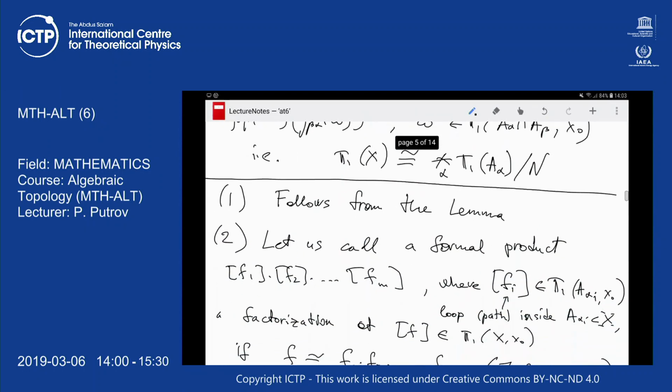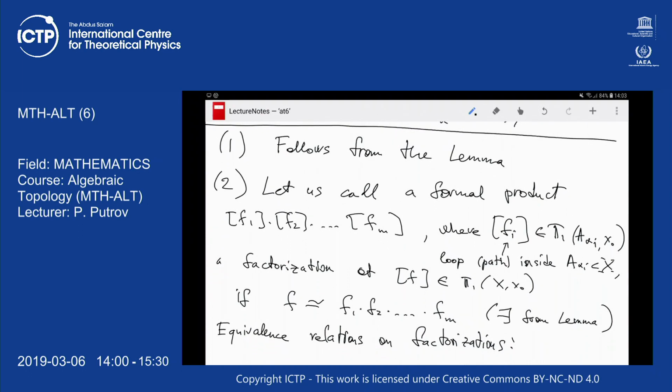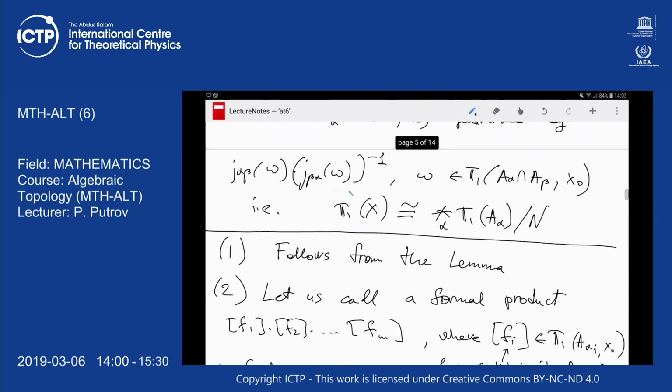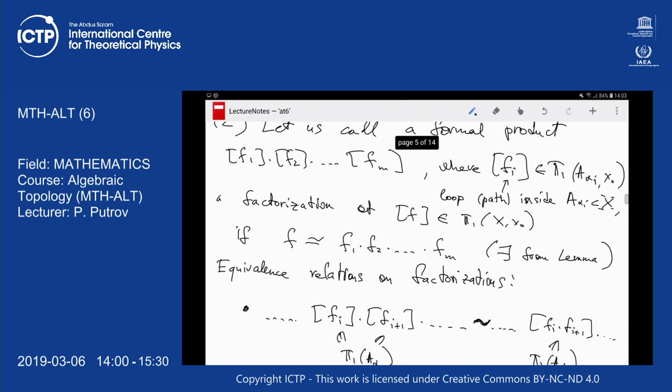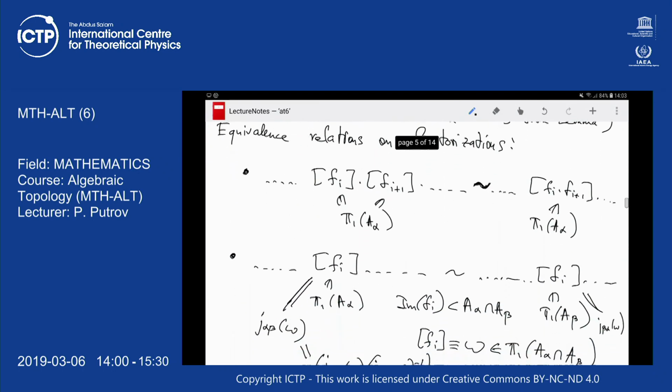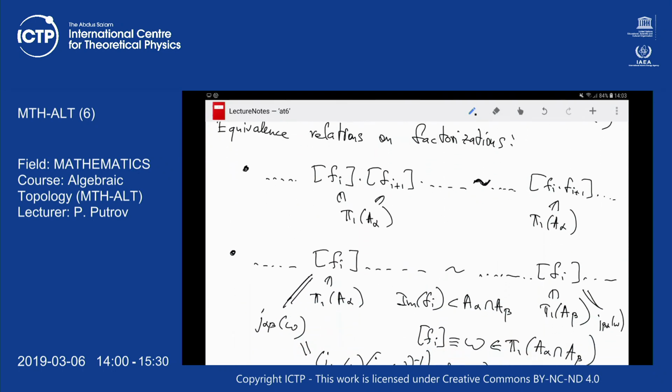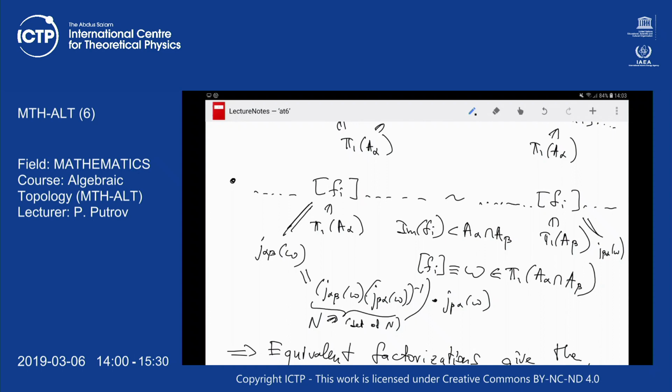So what was the proof essentially? We want to show this last statement. If you have a so-called factorization of an element f in pi 1 of X, by factorization we mean a presentation as a product of elements so that each of them is in pi 1 of a certain A alpha, we want to show that any two such factorizations are equivalent, in the sense that they can be related by the equivalence relation of the following form. Essentially they differ by elements of this normal subgroup M.